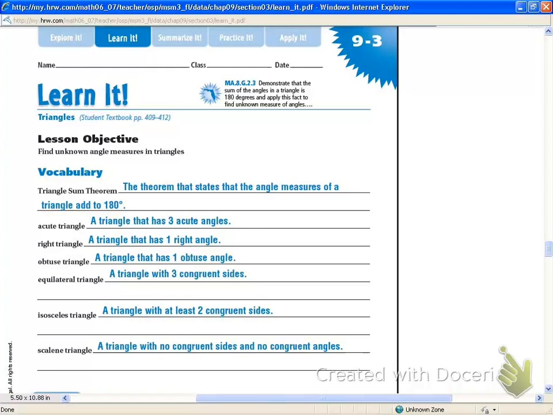Okay, this is lesson 9.3. Copy down your vocabulary. Pause the video.